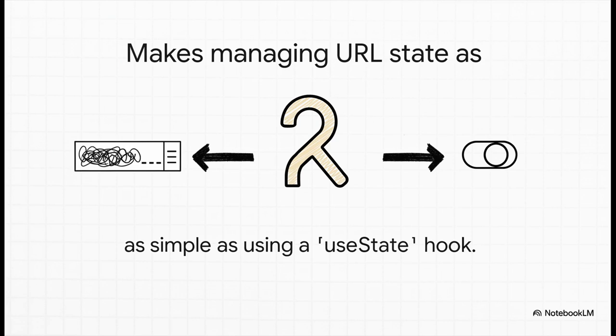And that's where a library like Nuqs comes in. Oh man, this thing is brilliant. It makes dealing with URL state feel as easy as using a basic useState hook. You just use its useQueryState hook, and poof, all that messy synchronization with the URL is handled for you. It is an absolute game changer for this specific problem.